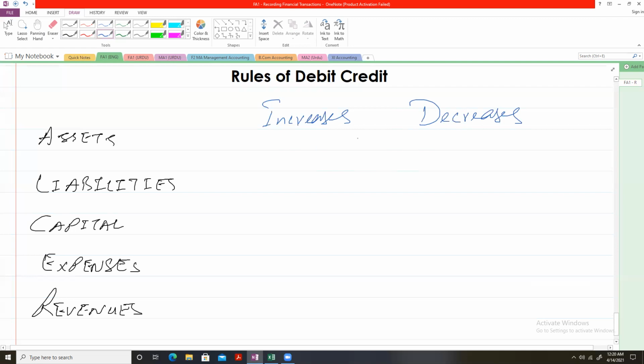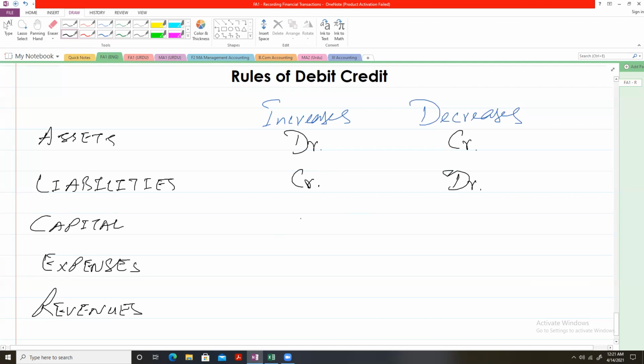When a transaction takes place, an asset may increase or decrease, a liability may increase or decrease, or any of these five may increase or decrease. So, when assets increase, assets are debited. We use DR for debit and CR for credit. When liabilities increase, liabilities are credited, and when liabilities decrease, liabilities are debited.